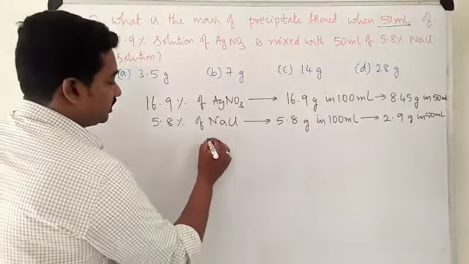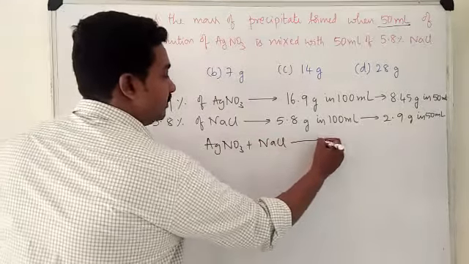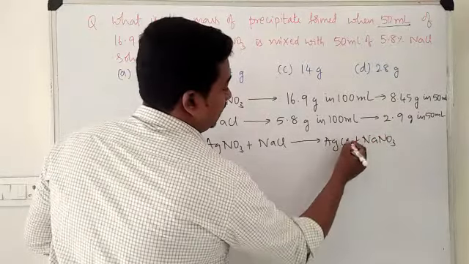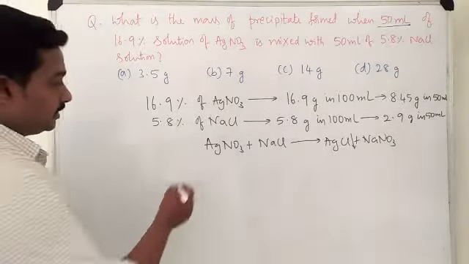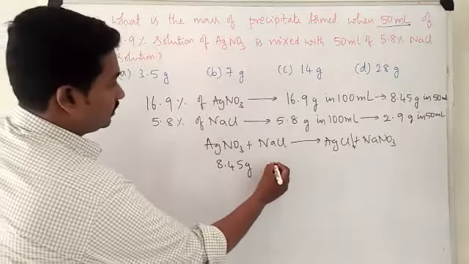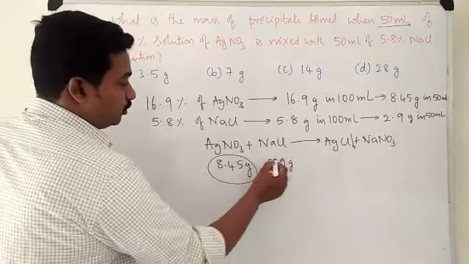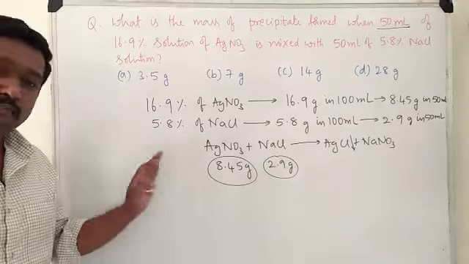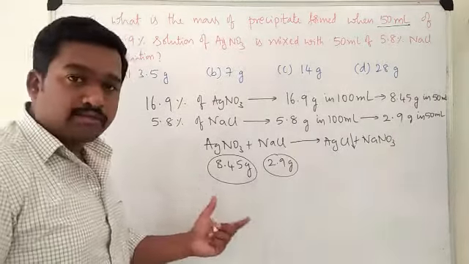Now let me consider the equation. AgNO3 plus NaCl gives AgCl plus NaNO3, and this is the precipitate. We want to calculate the mass of precipitate. It is 8.45 gram and this is 2.9 gram. Among these two, we must know which is the limiting reagent first. To find out the limiting reagent, we must know the number of moles first.